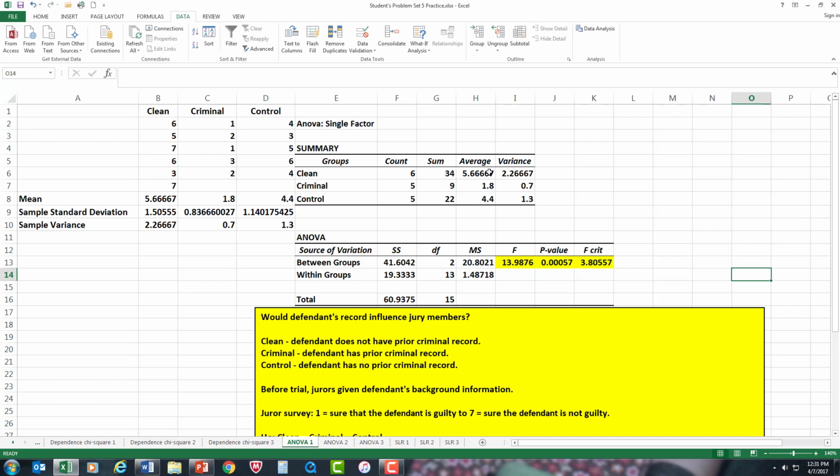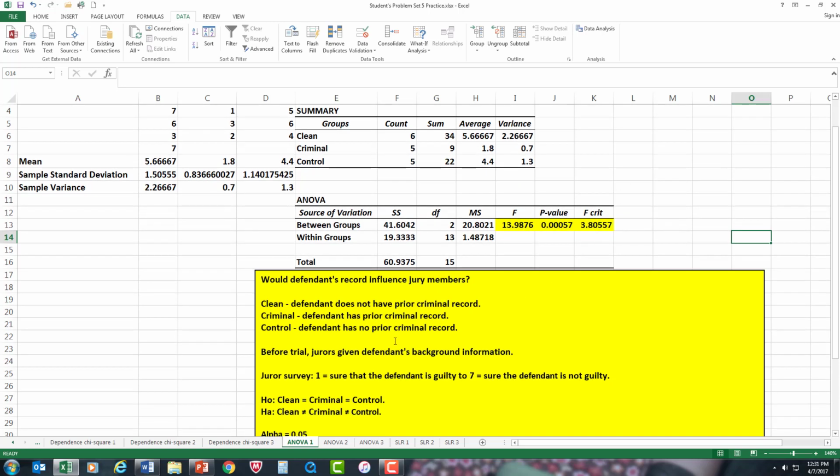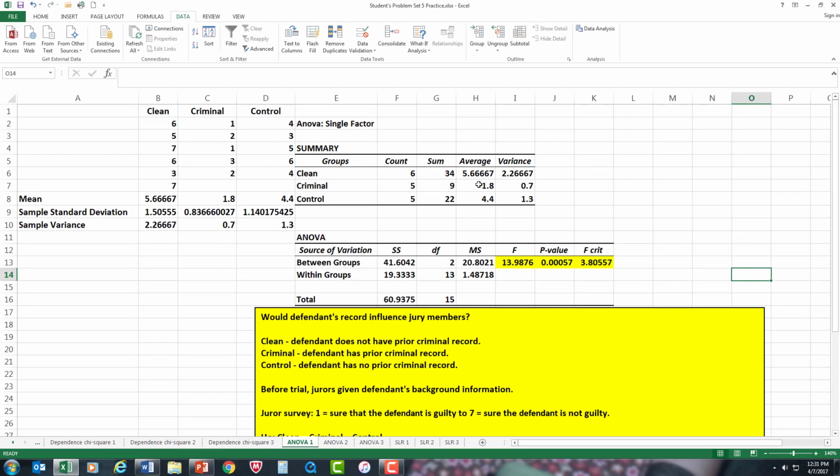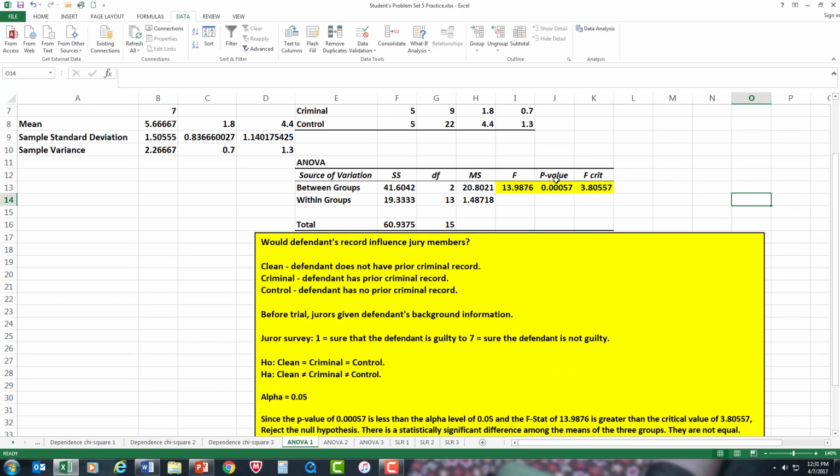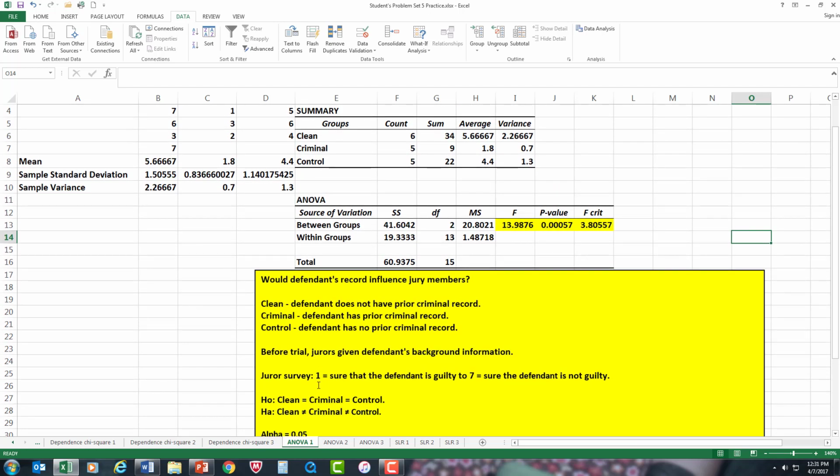As you can see here, remember, number 1 is sure the defendant is guilty, and number 7 is sure the defendant is not guilty. If you look at it, definitely you can tell that the criminal record would influence the jurors to believe that the defendant is guilty. And then you've got the clean group in between guilty and not guilty, and 4 is close to that.